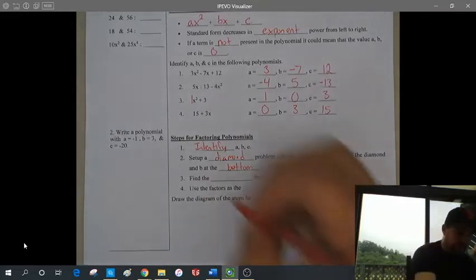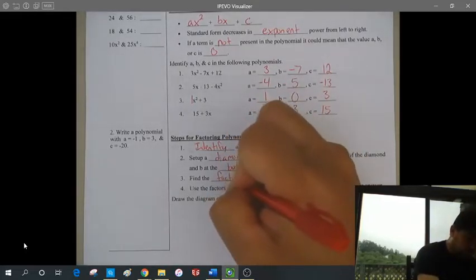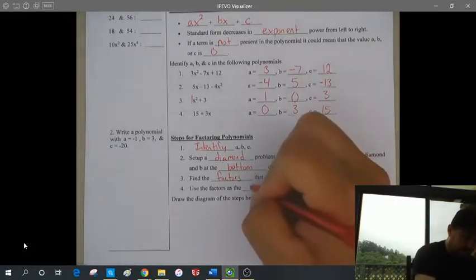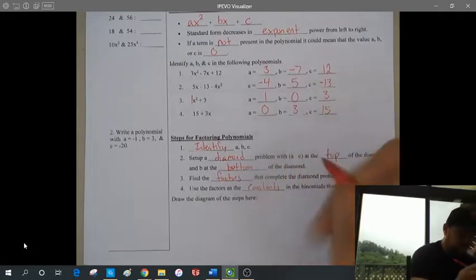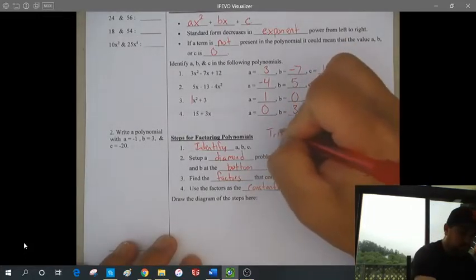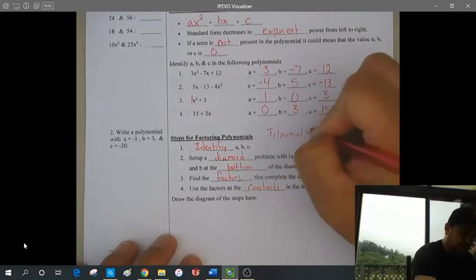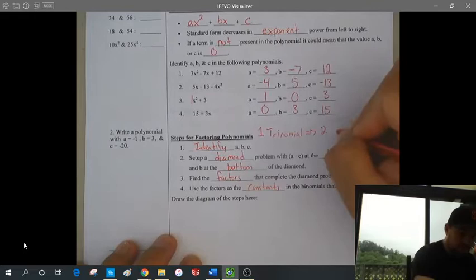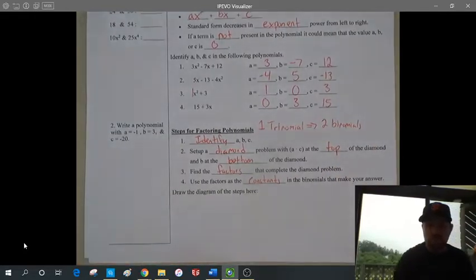Okay. Then we're going to find the factors that complete the diamond problem. So in that case, that'll be the left and right side that we need to get. And then we're going to use the factors as the constants in the binomials that make up our answer. So what we're going to be doing is starting with a trinomial, and we're going to be factoring it into 2. So we'll have one trinomial, and after we factor it, we're going to make 2 binomials.